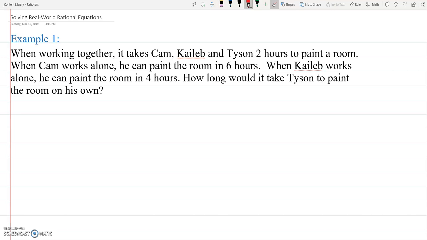We're going to set up an equation and figure out how long it takes Tyson to paint the room. Is that going to be an exact, accurate number? No, because we're dealing with real people. Real people complicate things. So it's just going to be a general idea.